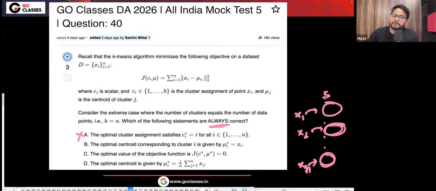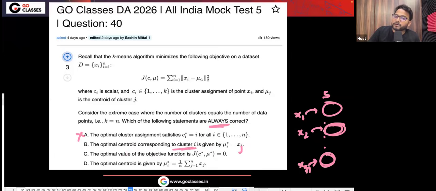Okay, it could be numbered as 5, because the cluster numbers are arbitrary. It's not like it will be numbered as 1 or something like this, right? The optimal centroid corresponding to the cluster I is given by, see, they are saying the optimal centroid for the cluster I. First of all, it is not necessary that in the cluster I you will have xi. In the cluster I you can have xj also.